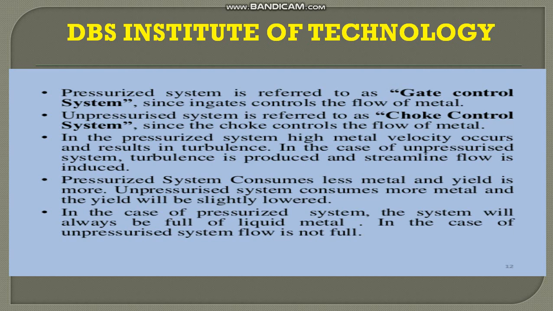Pressurized system consumes less metal and yield is more. Unpressurized system consumes more metal and the yield will be slightly lower. In the case of pressurized system, the system will always be full of liquid metal. In the case of unpressurized system, the flow is not full.